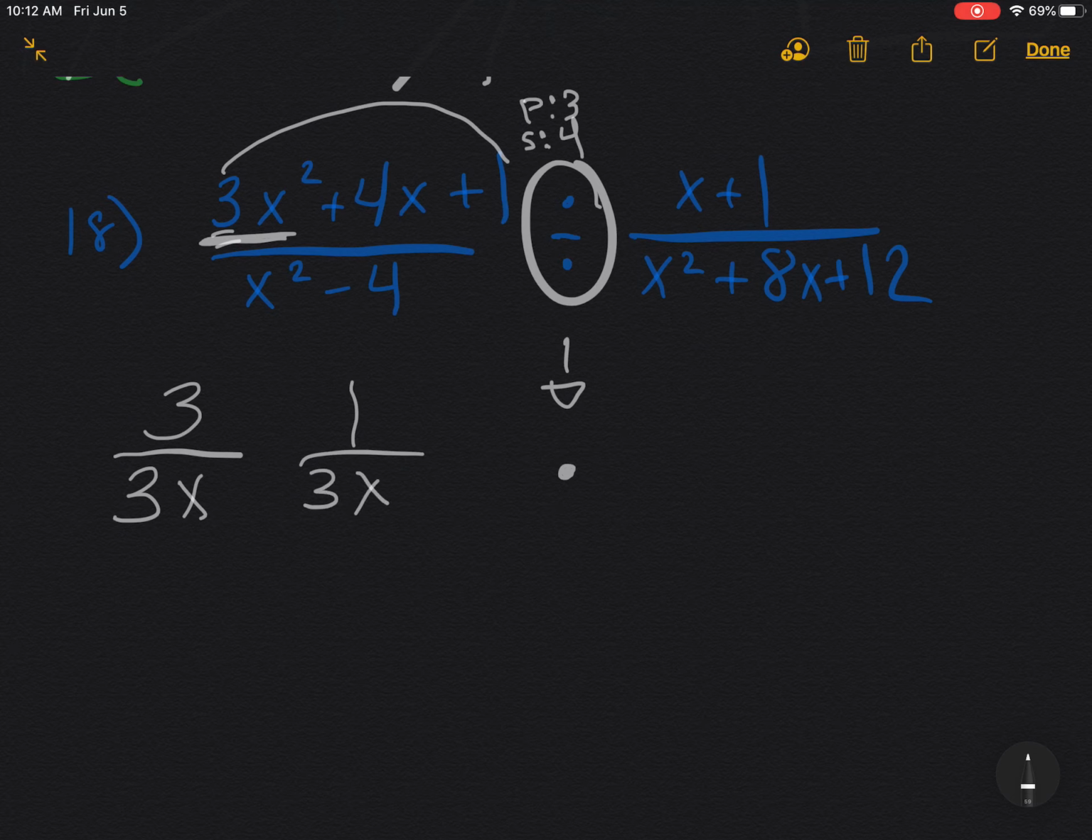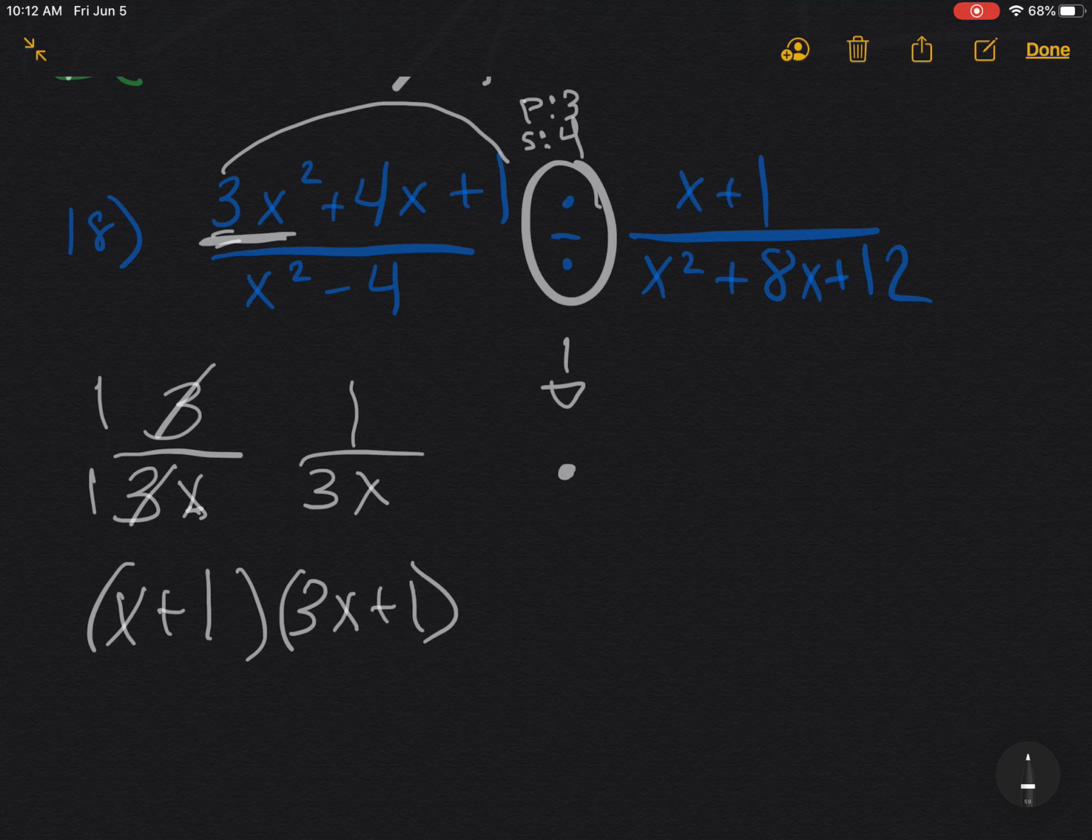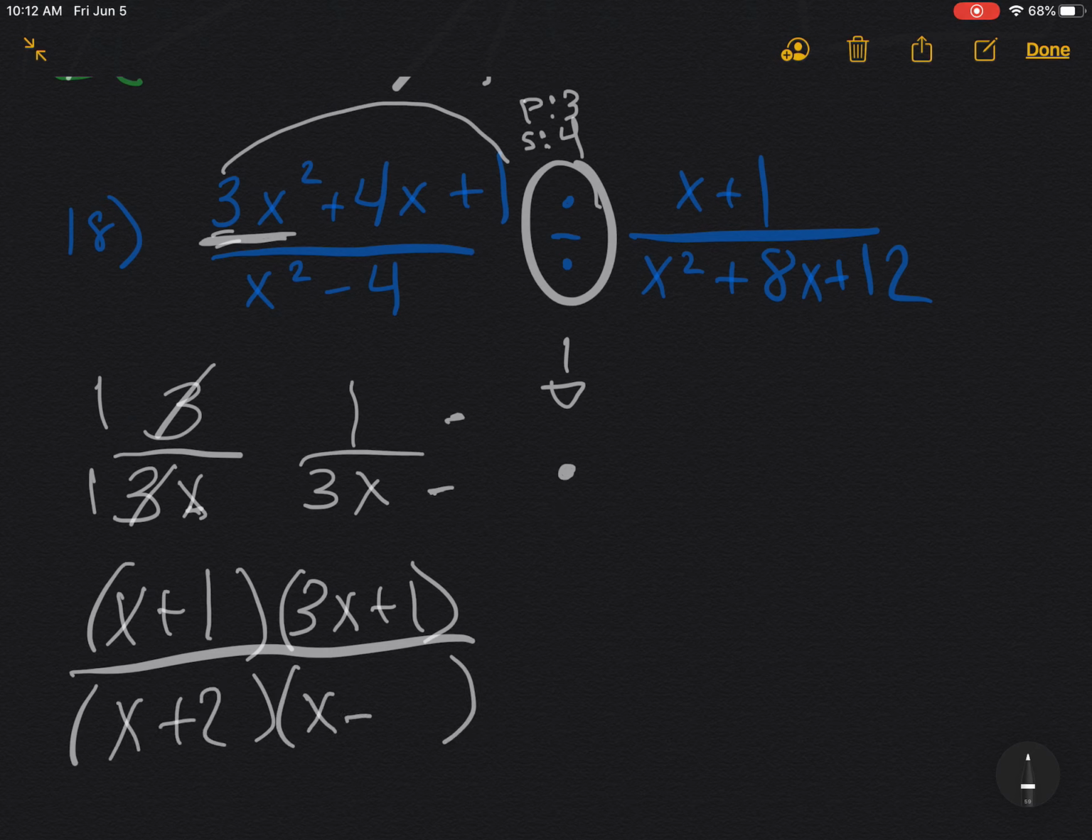Now, if you can reduce a fraction, reduce it. So the first one can reduce, right? These turn into 1. And after you've fully reduced your fractions, you go bottom to top. So this x plus 1, 3x plus 1. So again, bottom to top. All right, that's the first one. Now the denominator, x to the second minus 4, is a difference of squares. So that would be x plus 2, x minus 2.